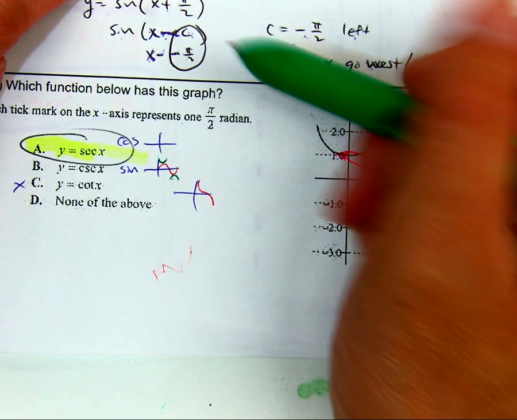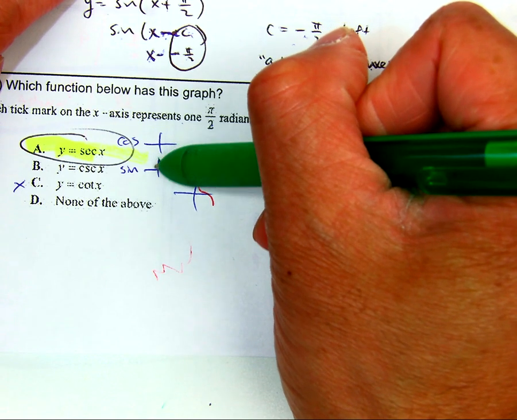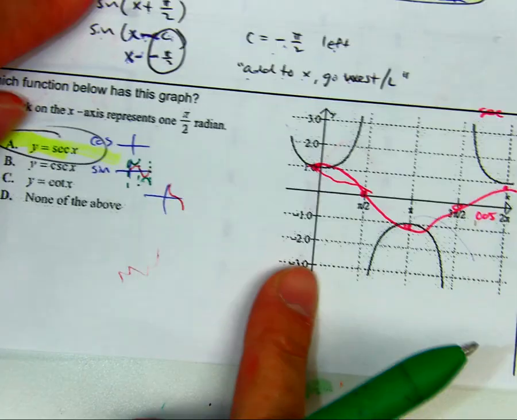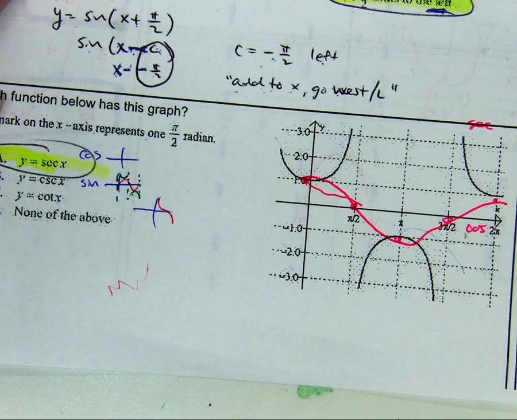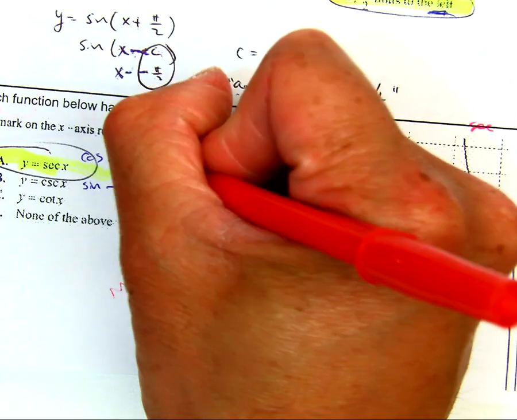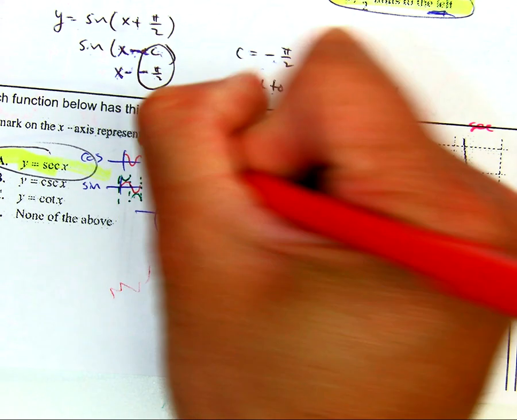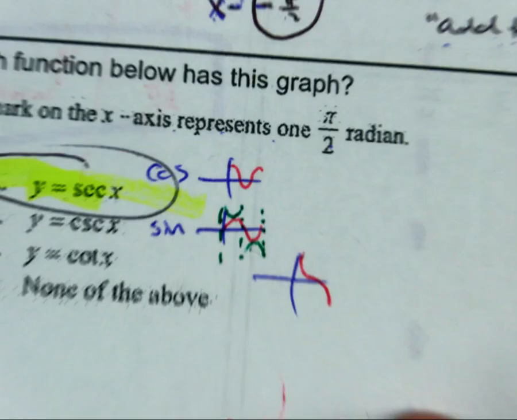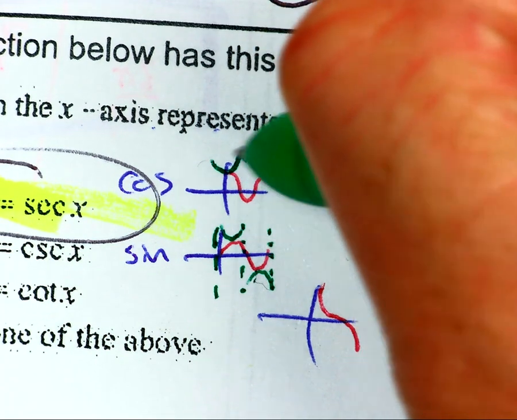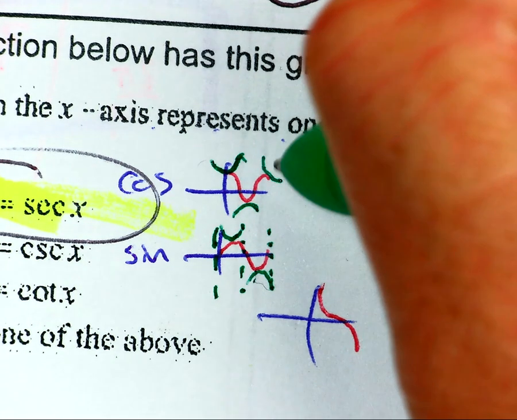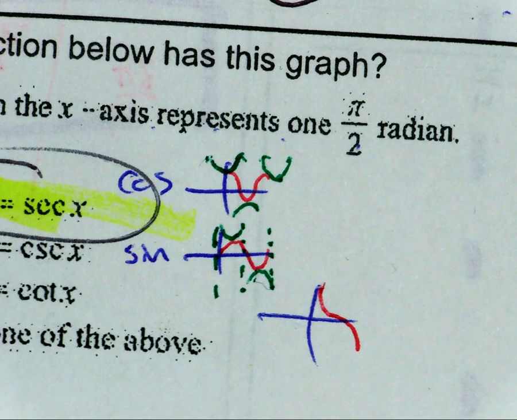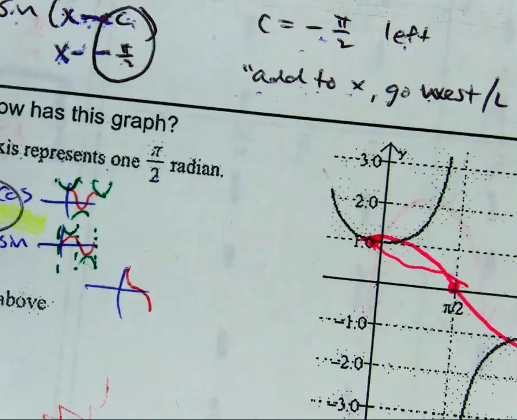Now, if you notice, this one here doesn't cross the y-axis. There's an asymptote there. So you'll notice that this graph here does cross the y-axis. So if you graph out cosine, cosine looks like this. And then if you draw the bumps above it, your graph's going to look something like this. Okay, so which graph has that? Well, that looks like this graph right here.